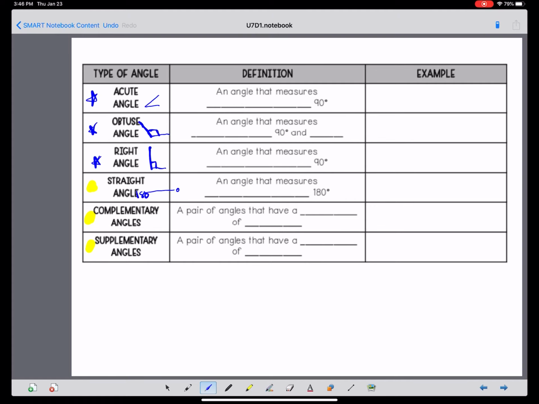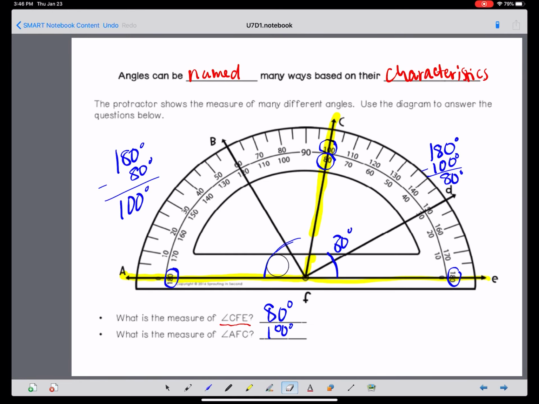All right, so let's go over these. An acute angle is an angle that measures less than 90 degrees. So with our protractor, we need to find some sort of angle that measures less than 90 degrees. Let's go ahead and take a look. We could pick any of these, and I'm going to go ahead and erase my work from before.